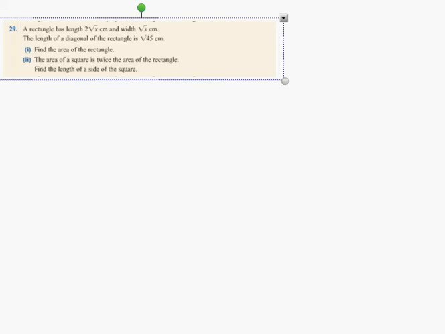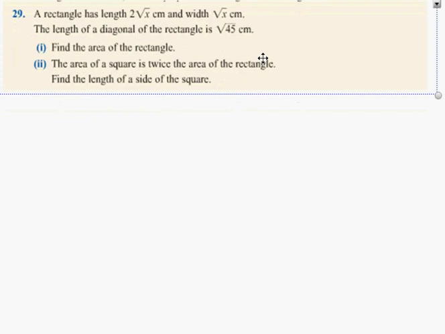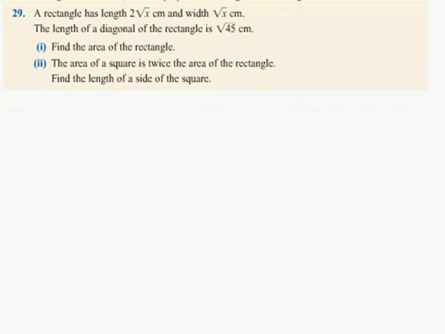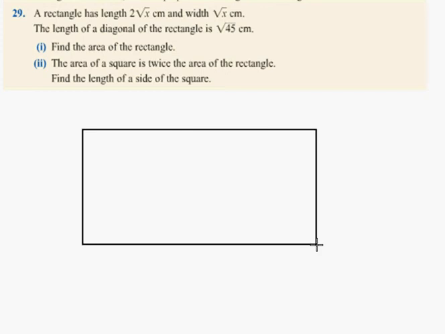Okay, so what we have here, a rectangle has a length of 2 root x and a width of root x. So just draw your rectangle. I reckon we'll find this very easy. Okay, 2 root x on the length, root x on the width. Find the area of the rectangle. Okay, we're going to multiply.